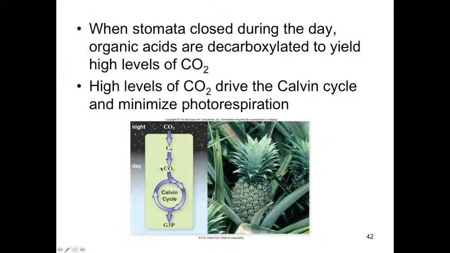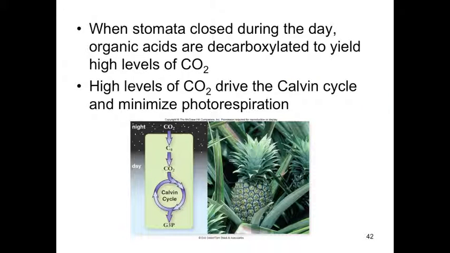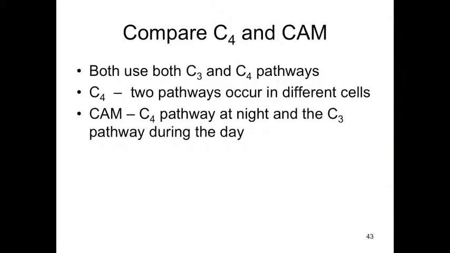So we've had CO2 stored in a very similar fashion to what we see here. We fixed it to phosphoenolpyruvate to form oxaloacetate and then stored it. In CAM photosynthesis, we'll see the carbon dioxide is released when the stomata are closed to feed it to rubisco. This allows the plants to maintain high levels of CO2 and drive the Calvin cycle, thus minimizing photorespiration. So let's compare the both.